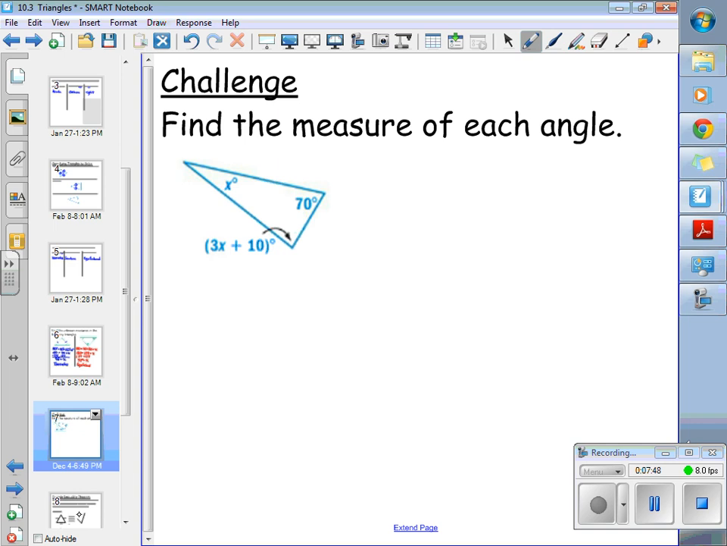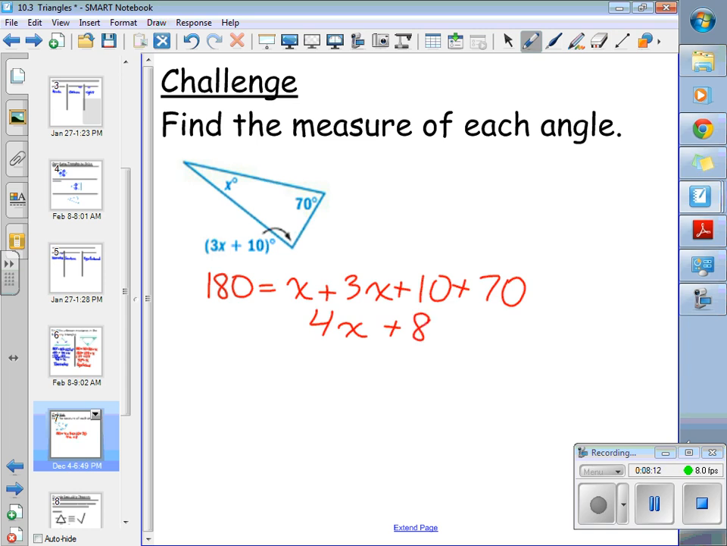Still knowing that the sum of all angles is 180, we have three angle measures: x, plus 3x plus 10, plus 70. So now we're going to combine our like terms. x plus 3x gives us 4x, and 10 plus 70 gives us 80. All that is equal to 180.